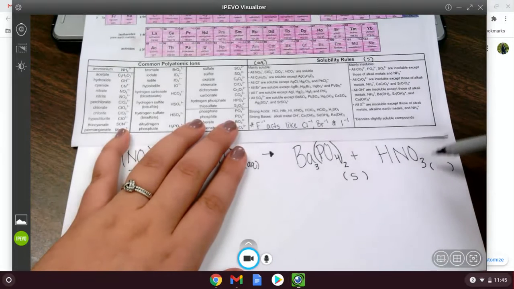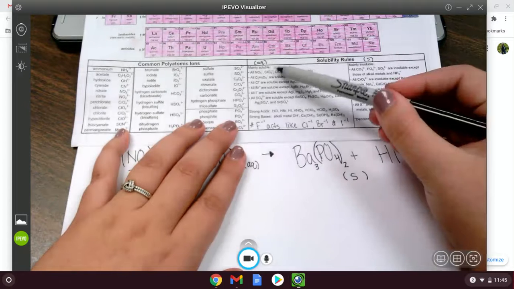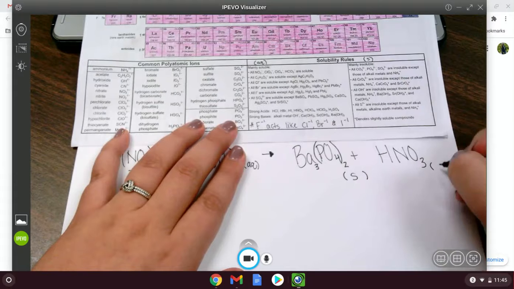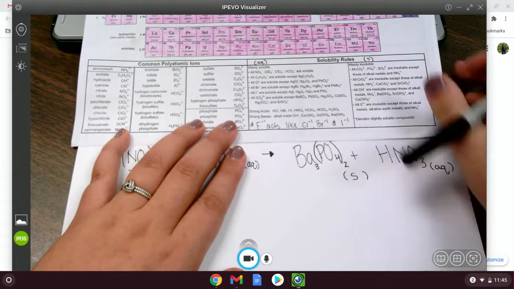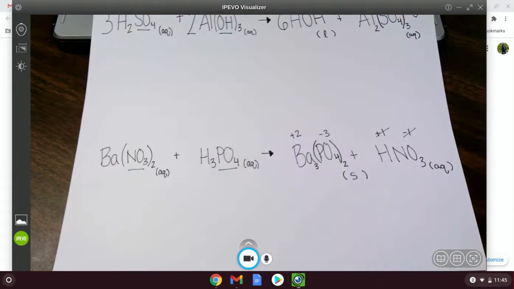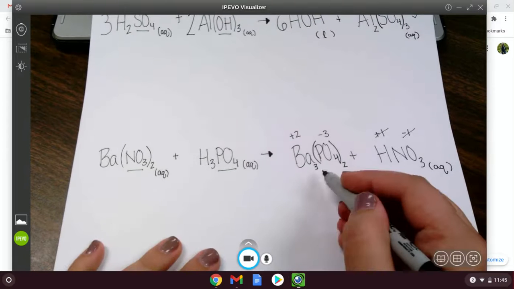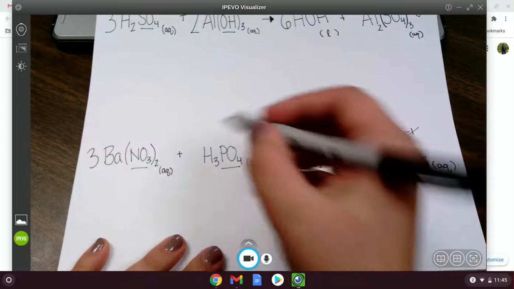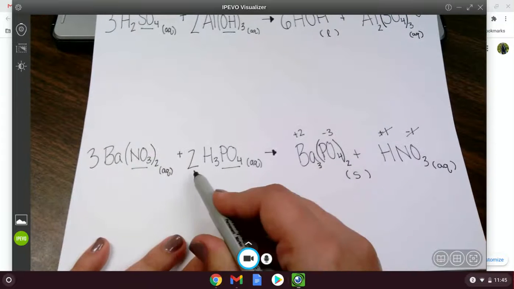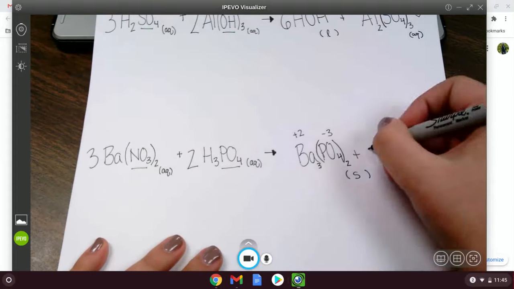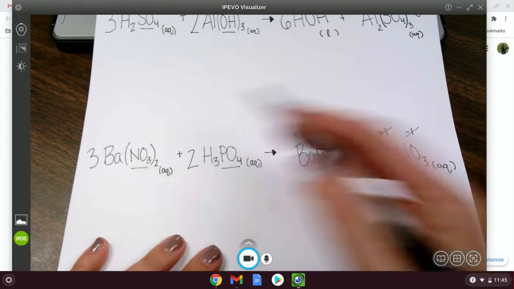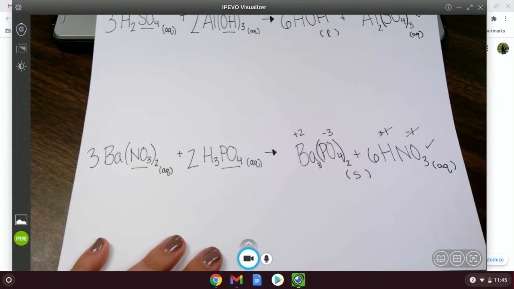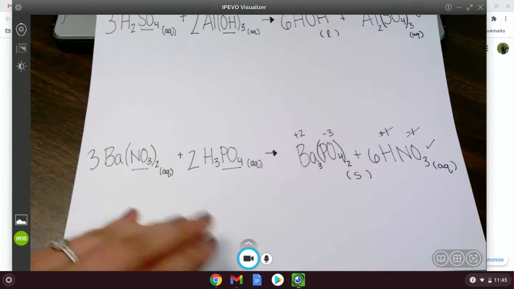All right, now our NO3s. Let's search again. First one. All NO3s are soluble. So this will be aqueous. The next thing we have to do is balance. So 3 bariums here, add a 3. 2 phosphates here, add a 2. 2 times 3 H's gets me 6. 3 times 2 NO3s, 6. So add a 6 and we're good. We're balanced. We're happy.